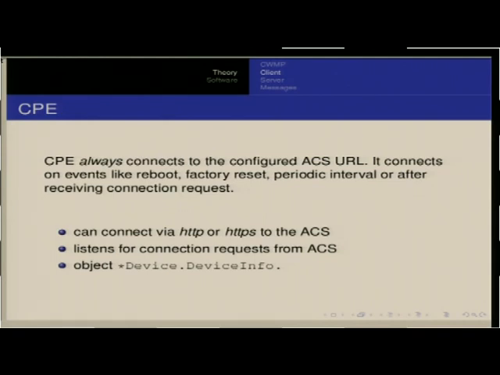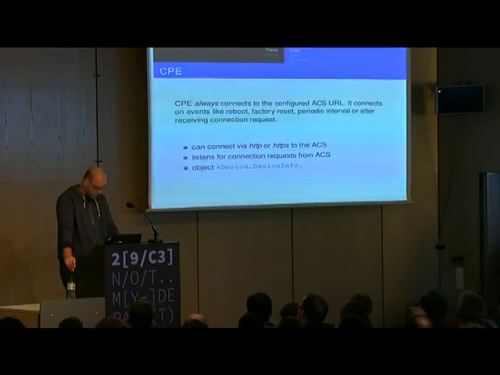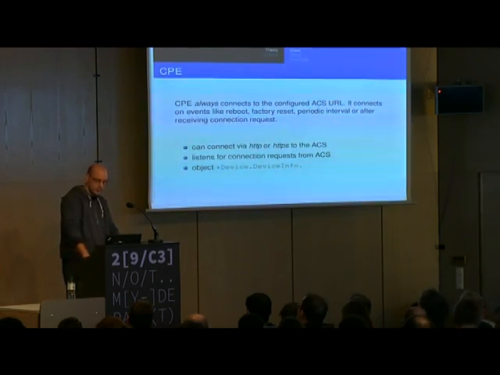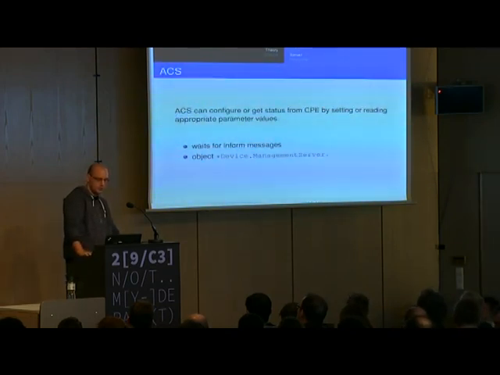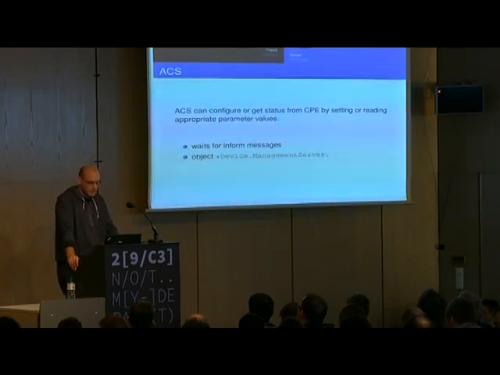The object for this is Device.Info. The star is here because in TR-069 it's InternetGatewayDevice. Okay, we will also see this in the demo. ACS.